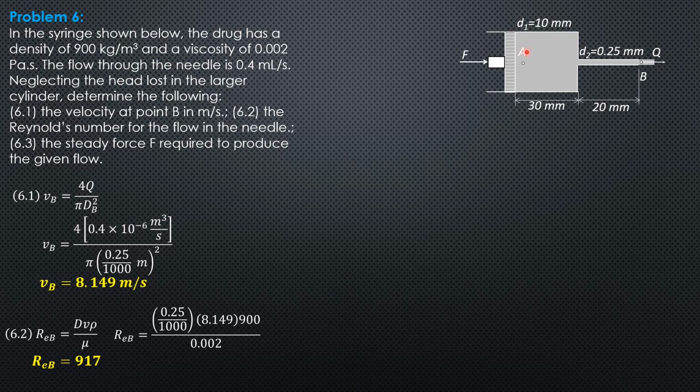Take note that the velocity at A is negligible even if you compute it by continuity equation, so it is negligible. That's why the head loss in the larger cylinder is negligible, as stated here. So we take note of that.